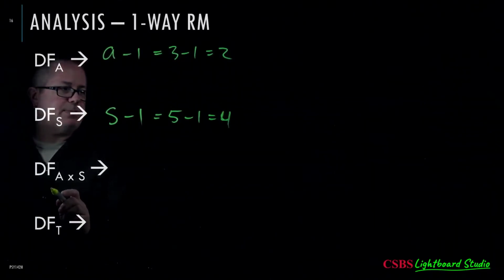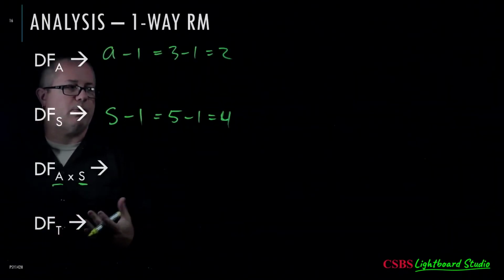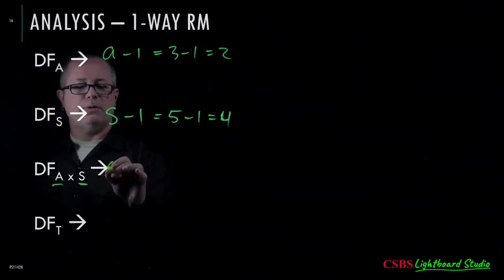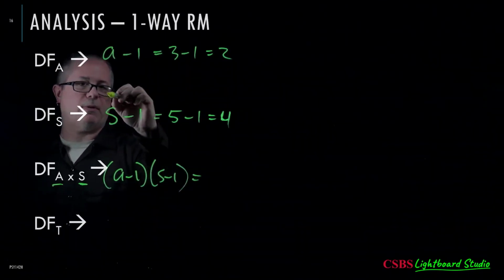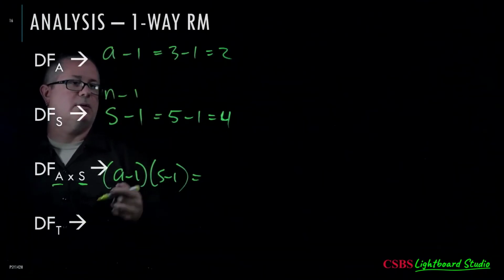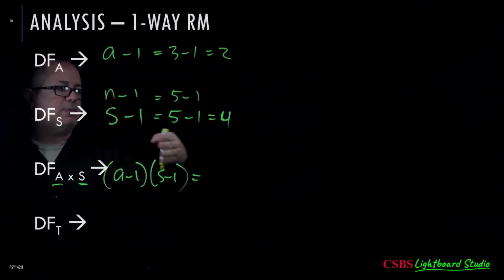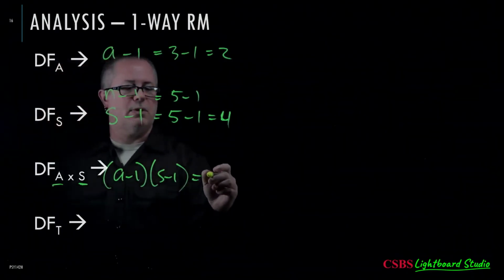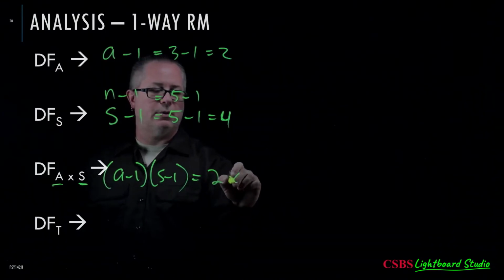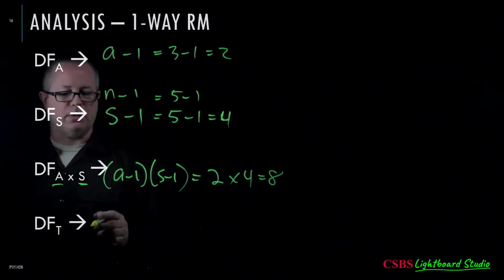Because this is an interaction, we can find the degrees of freedom for it the same way we do for interactions, by multiplying them. That's going to be a minus 1 times s minus 1. If you'd like it better to be little n minus 1, it's the same idea, however you want to look at it. So that's going to be 2 times 4, which is 8. And then this is the same.